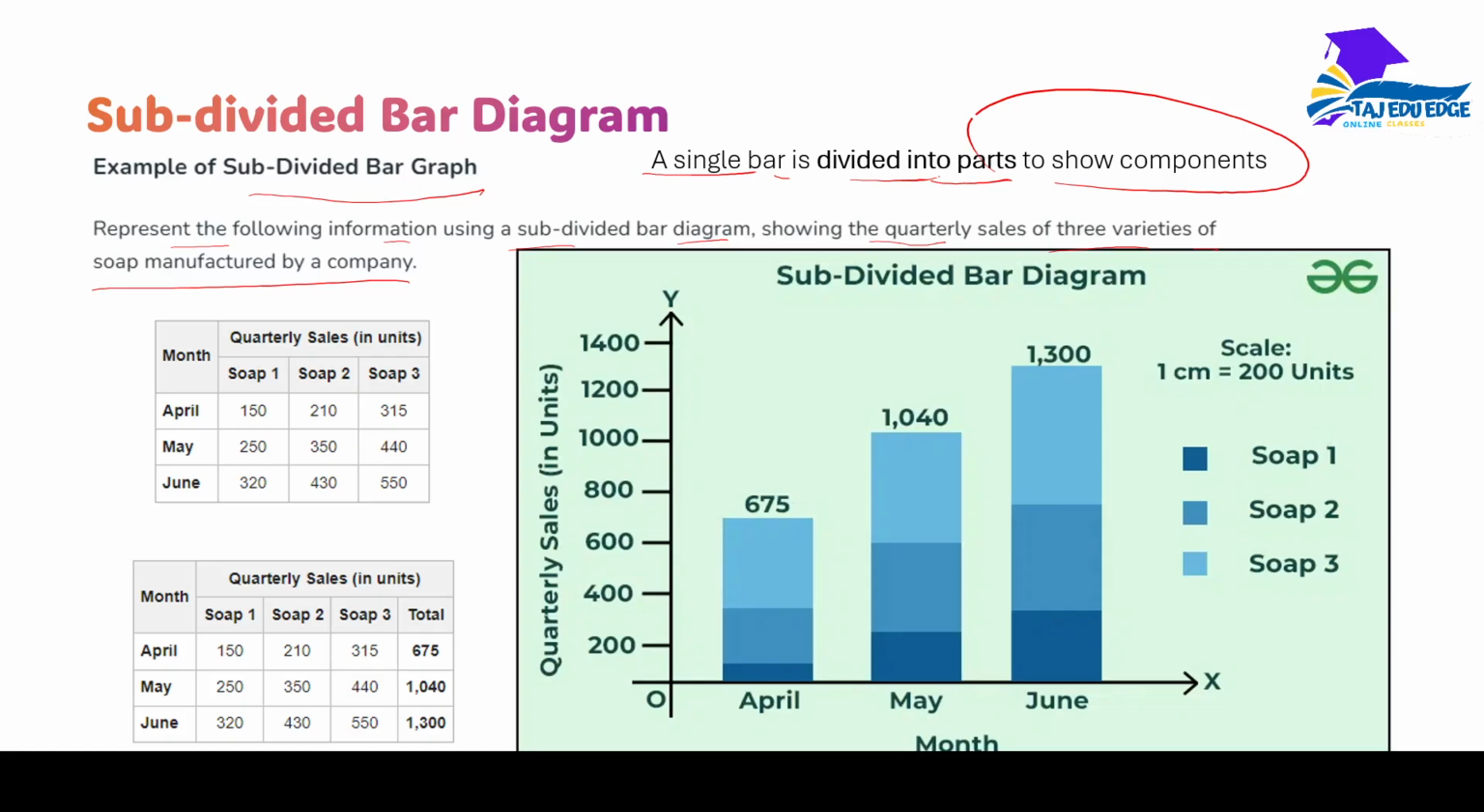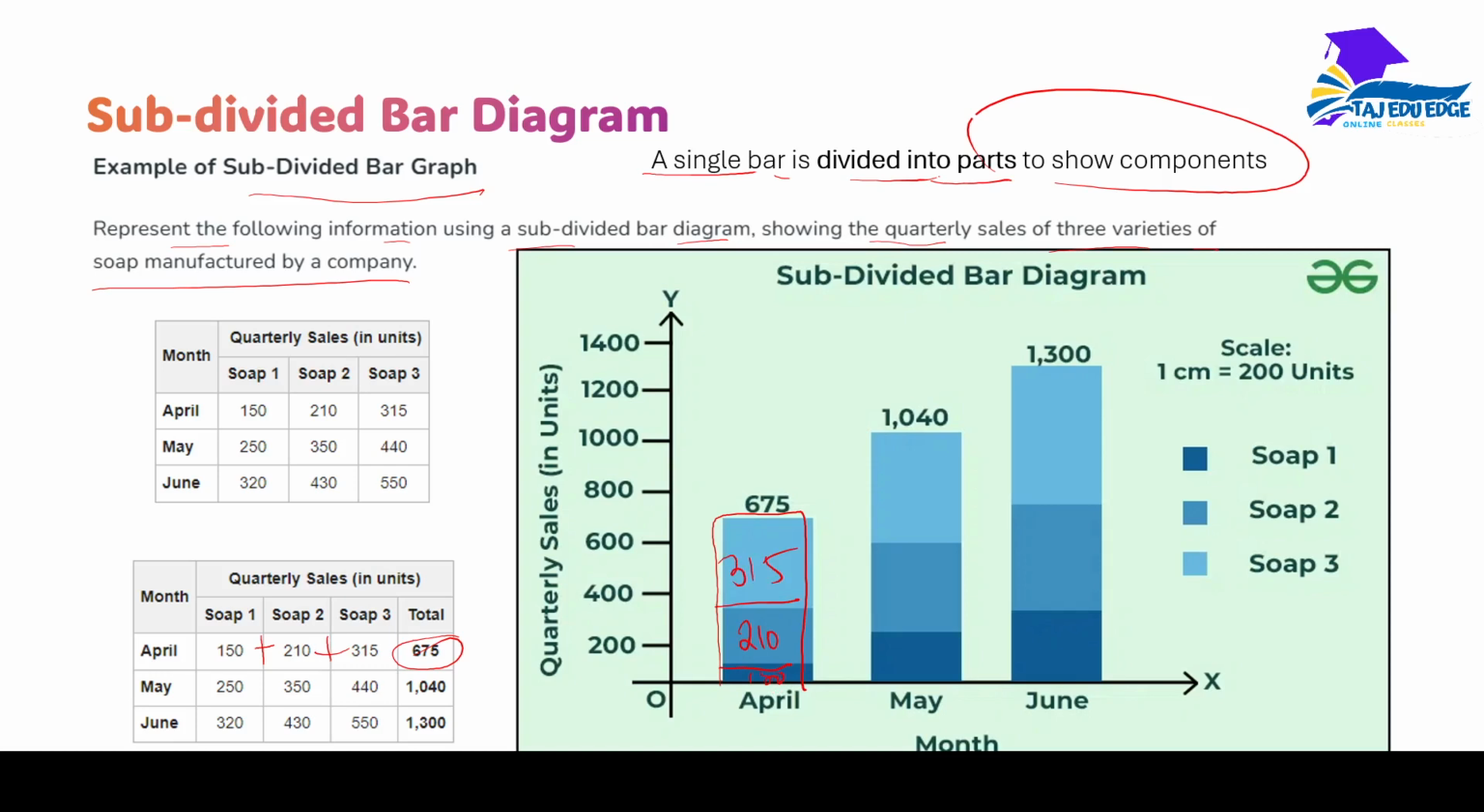How can I get it? See, in the month of April, I can add it. 150 plus 210 plus 315 is 675. Out of this, I can draw one 675 bar diagram, out of which 150 is soap 1, 210 is soap 2, and 315 is soap 3.